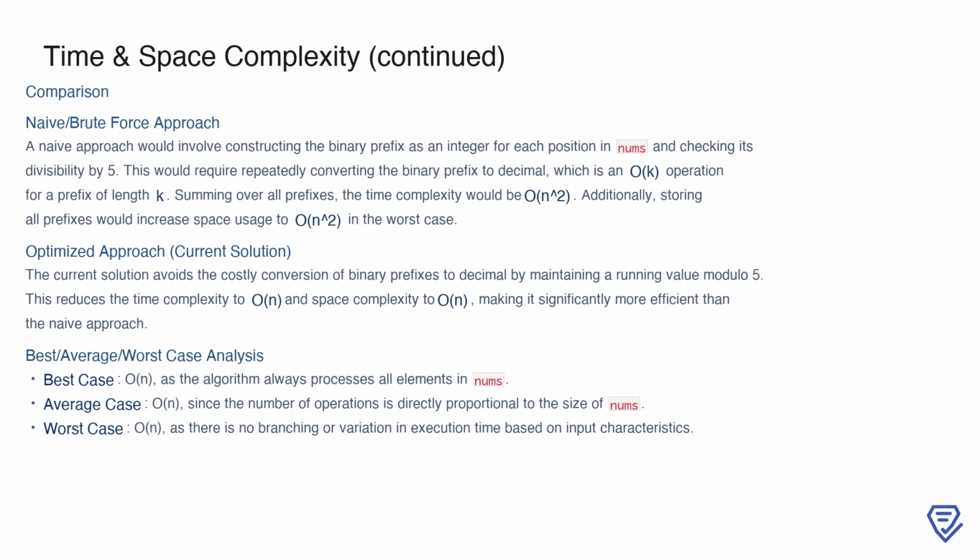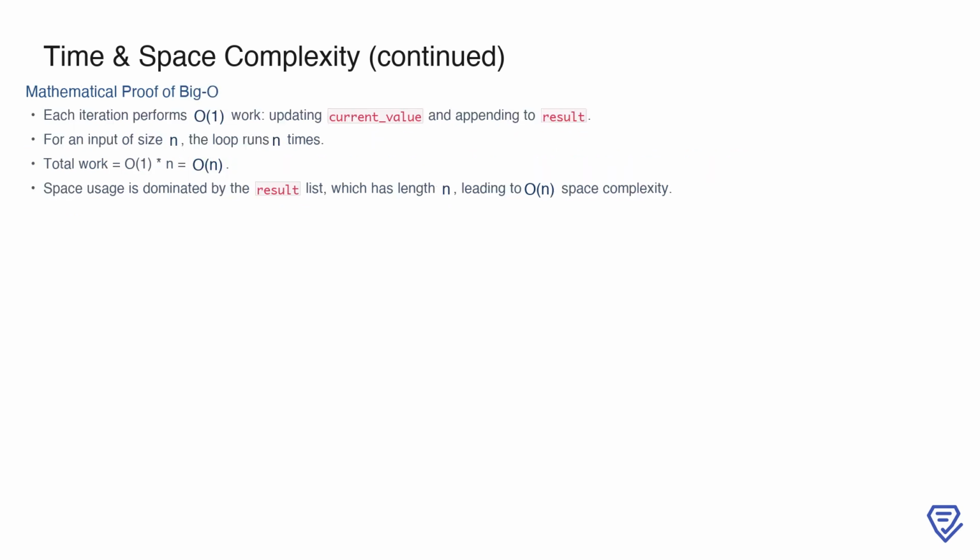When analyzing best, average, and worst cases, the time complexity is consistently O(n), as the algorithm processes all elements in nums regardless of input characteristics. Finally, we can mathematically verify the big O complexity.